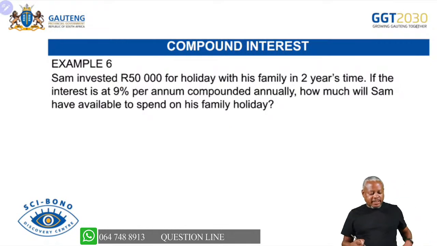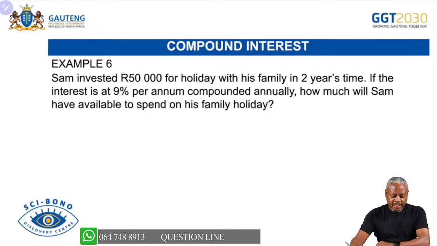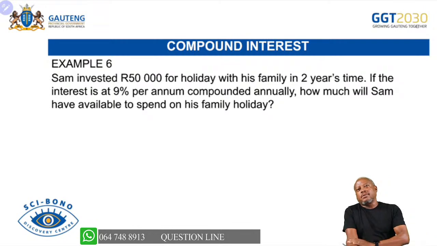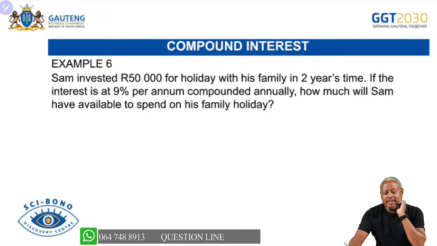Now let us go through this example, ladies and gents. Sam invested 50,000 for a holiday with his family in 2 years' time. If the interest is at 9% per annum, compounded annually, how much will Sam have available to spend on his family holiday?